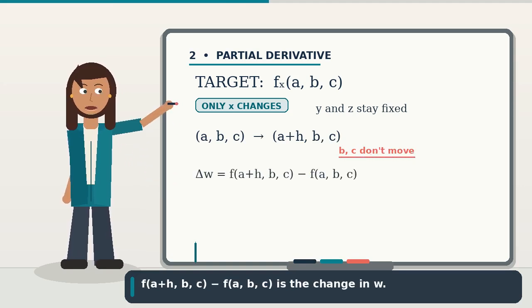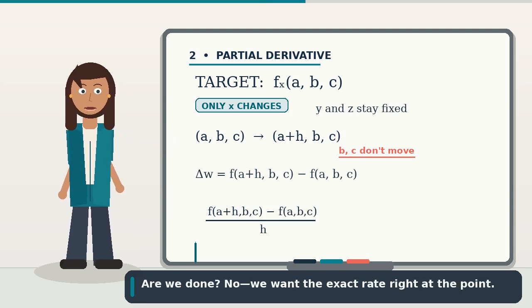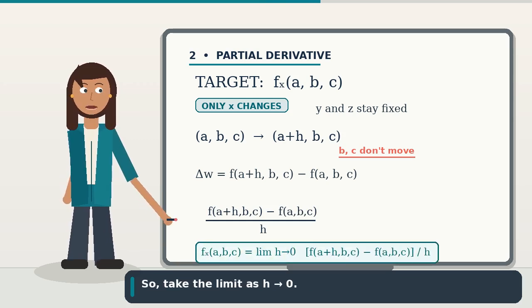f of a plus h, b, c, minus f of a, b, c, is the change in w. What does rate demand? Divide by h. Are we done? No, we want the exact rate right at the point. So we take the limit as h goes to 0.